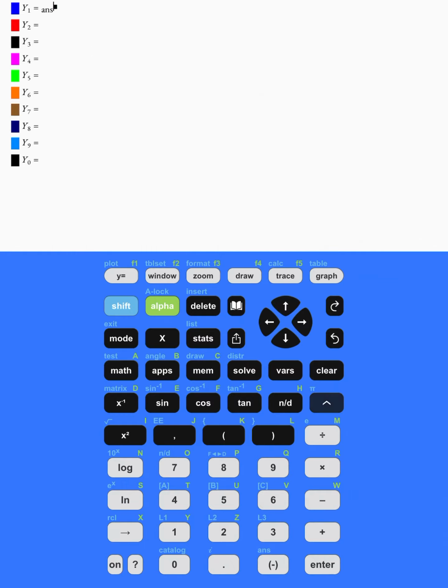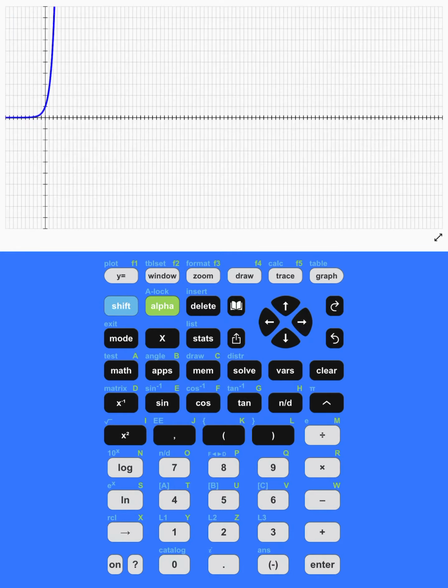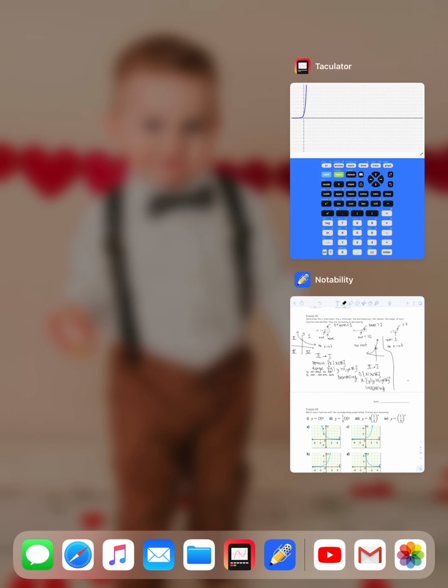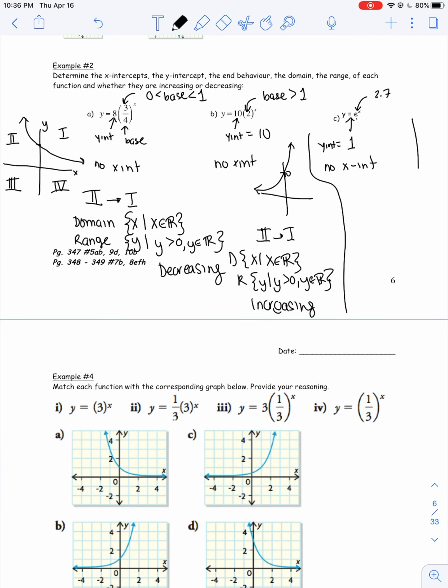This guy right there. If you guys look in the fine print, you'd have to press shift, or second, and then ln. You're going to get e to the power of, and you're going to put power of x. Then you're going to graph it. You're going to see that it's an exponential function that is increasing. It's going up to the right. So I'm going to sketch what that looks like.